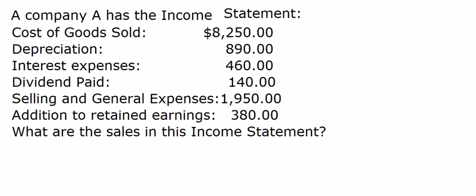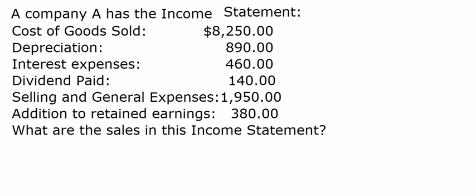Now I will talk about the income statement. Company A has an income statement with cost of goods sold, depreciation, interest expense, dividend paid, selling and general expense, and addition to retained earnings. What are the sales in this income statement? Now I will show you the technique.